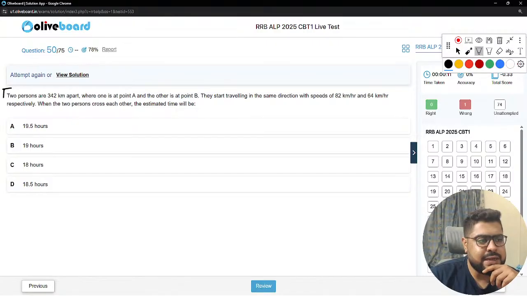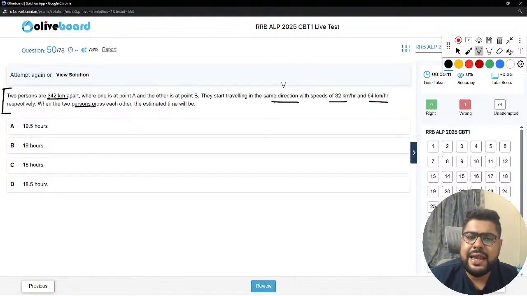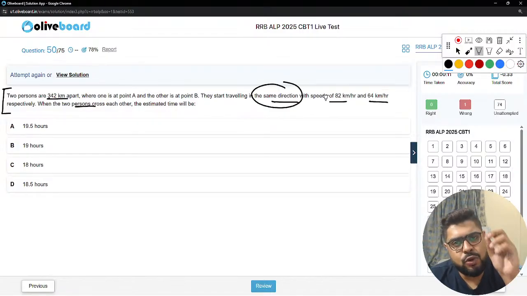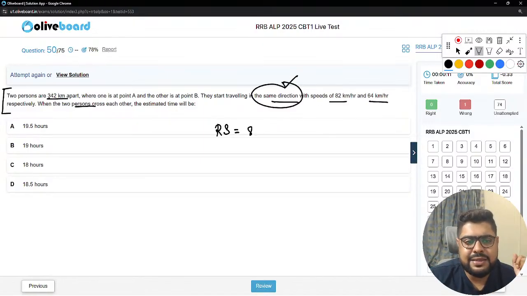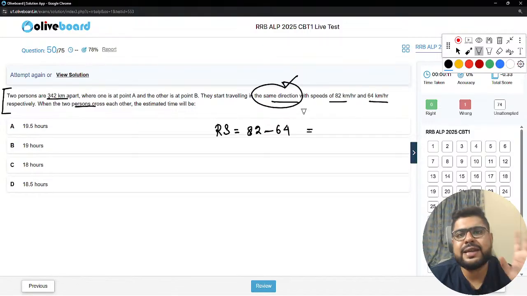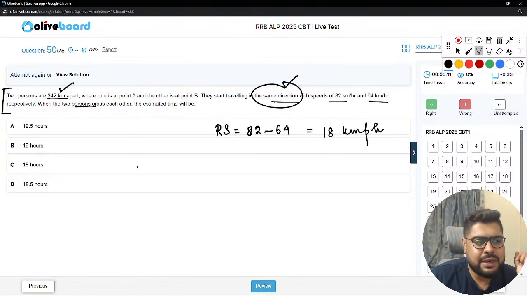Two persons 342 kilometers apart, one A, one B, traveling in the same direction with these speeds. Same direction means relative speed. Now both the persons are moving, both objects are moving, so we need relative speed. Same direction means it will be 82 minus 64, which is 18. How much time will they take?